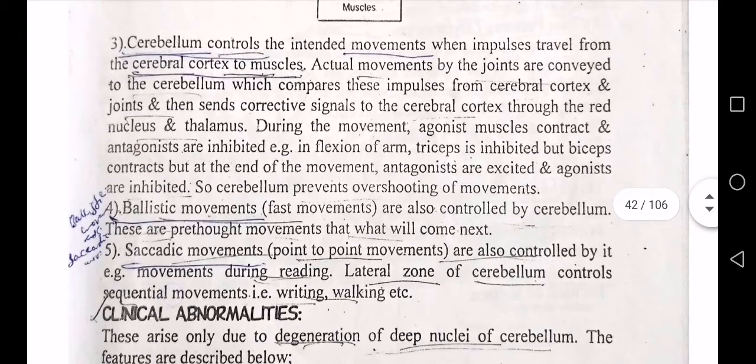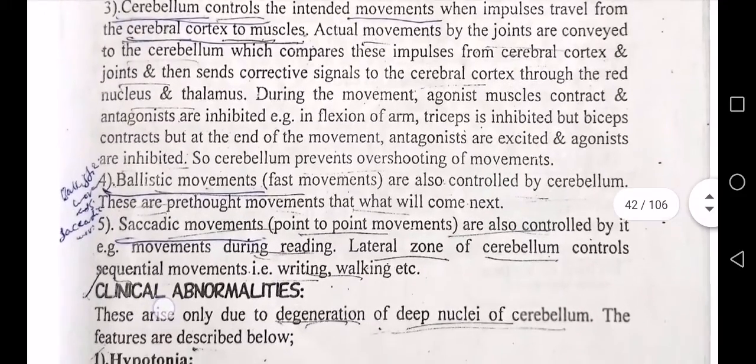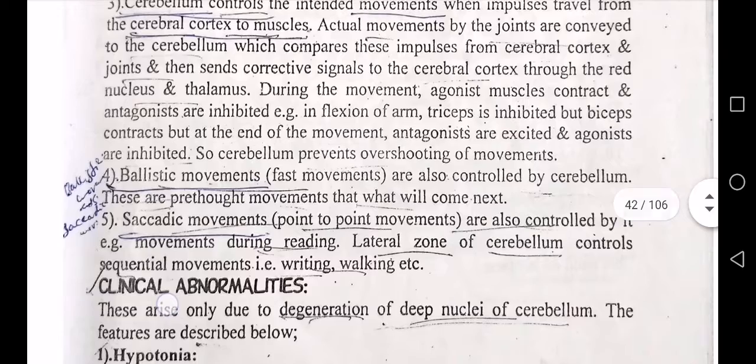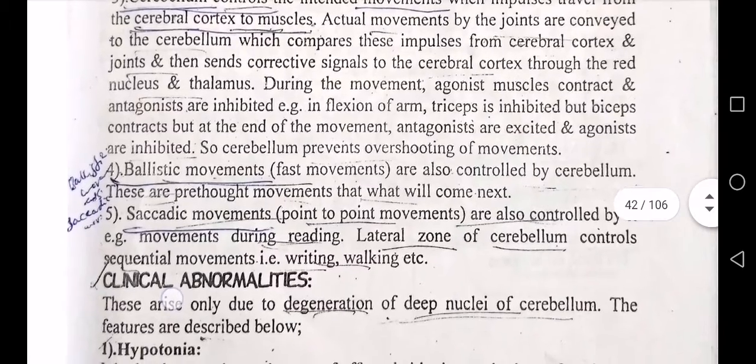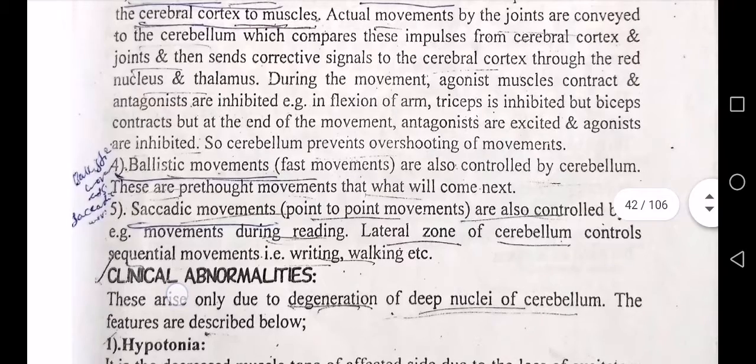During the movement, the agonist muscle contracts and the antagonist is inhibited. In the flexion of the arm, the triceps is inhibited but the biceps contracts, but at the end of the movement, the antagonists are excited and the agonists are inhibited.